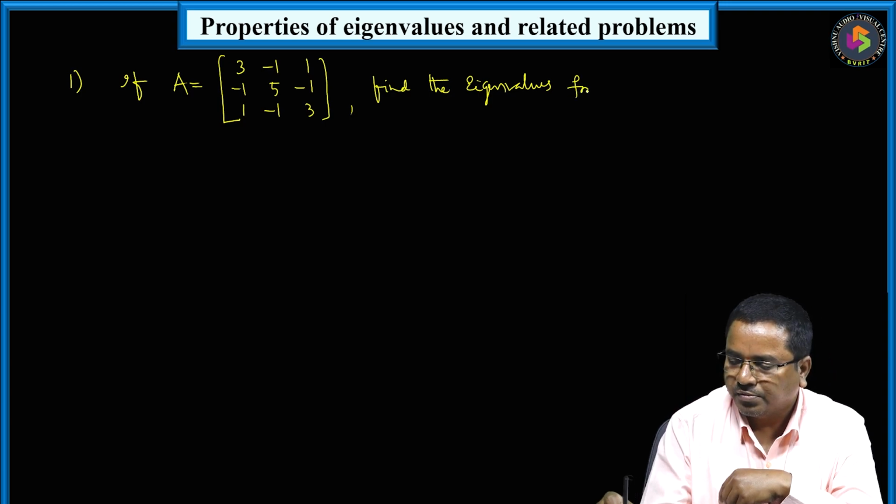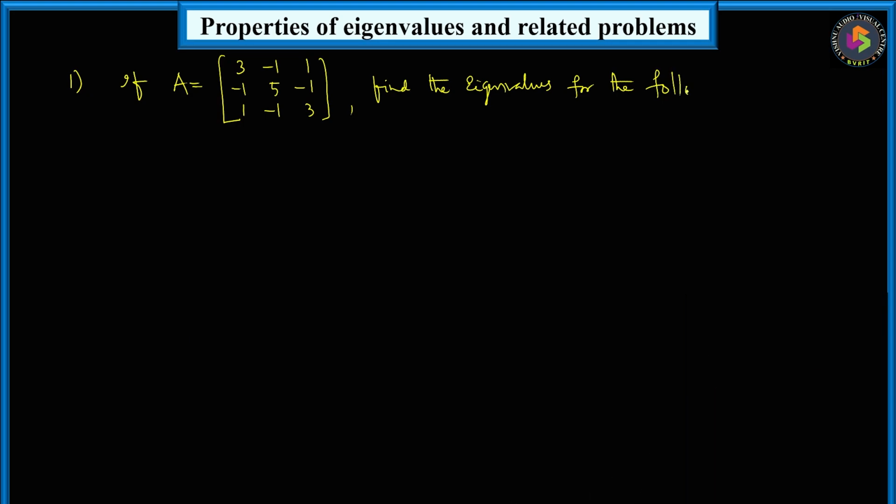for the following matrices. The first one, find the eigenvalues of A. The second one, we have to compute the eigenvalues of A transpose. The third one, find the eigenvalues of A inverse.